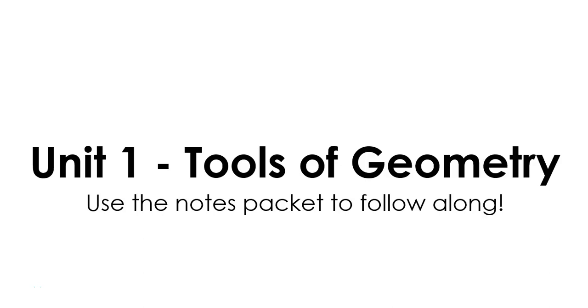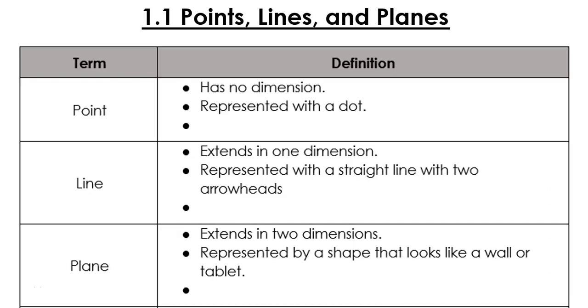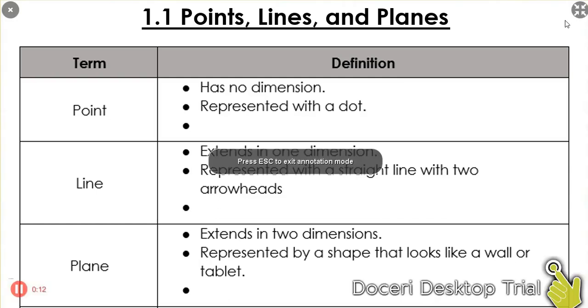Good morning. We're going to start Unit 1, Tools of Geometry. Today's objective is to be able to define geometric vocabulary and also to be able to name points, lines, and planes. So our first vocab term is point. And a point has no dimension. It is represented with a dot. So all points are represented with a dot.